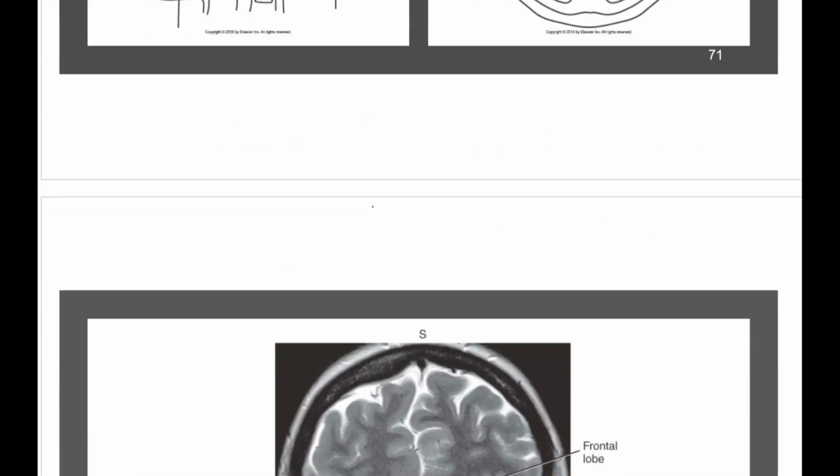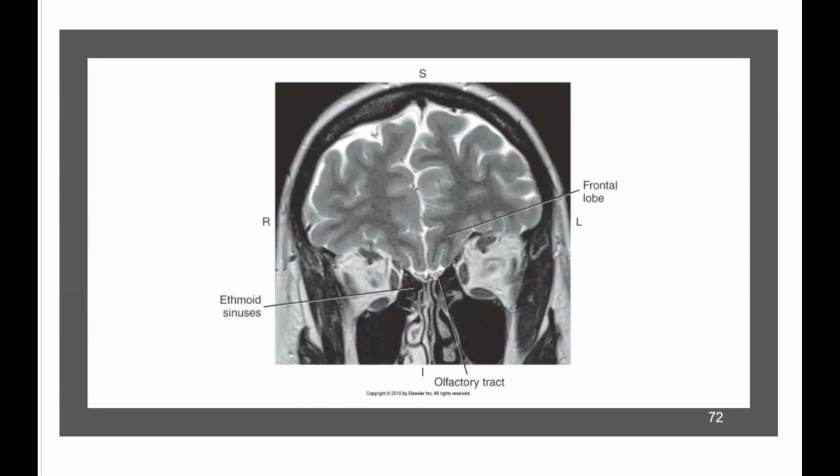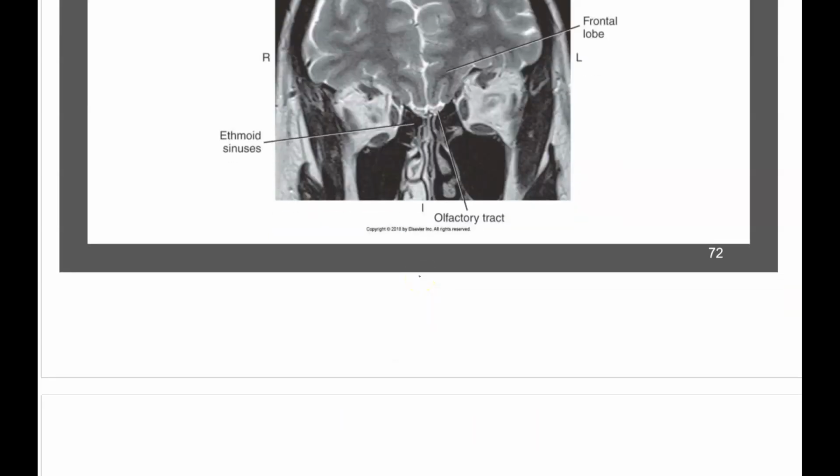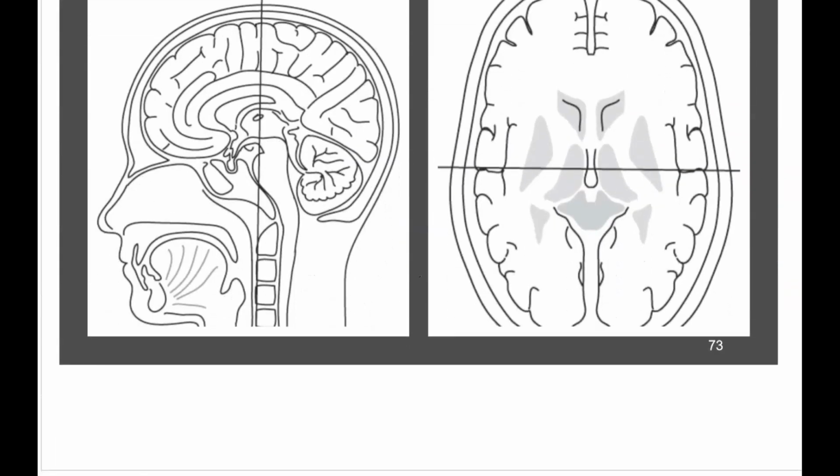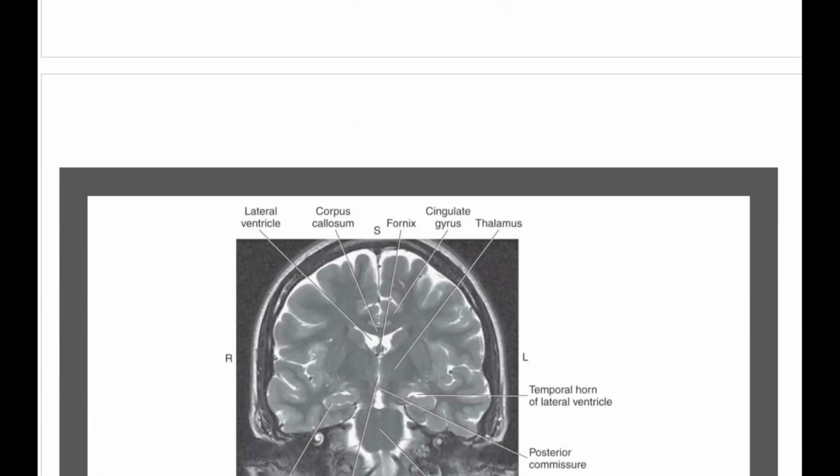We're going to be looking at a coronal image. This is anterior. So this is our frontal lobe all up here. And we have the eye. So we talked about the superior, inferior, medial, and lateral rectus muscles. Here's your ethmoid sinuses and your olfactory tract. So that's your olfactory tract right there.